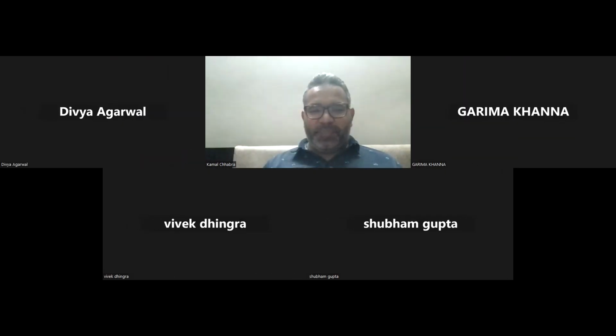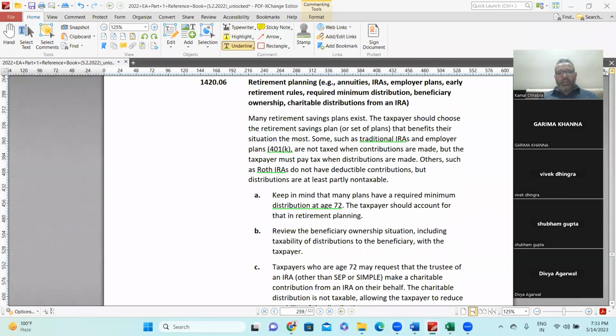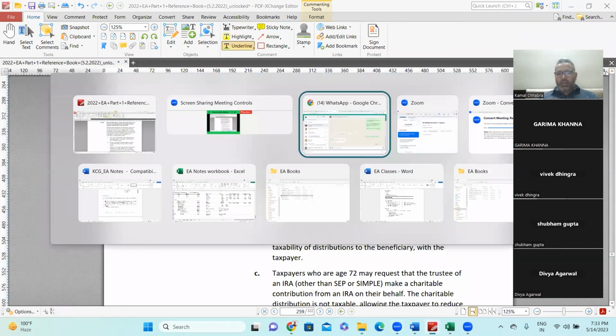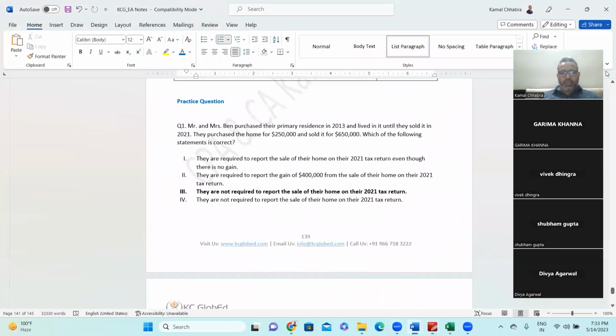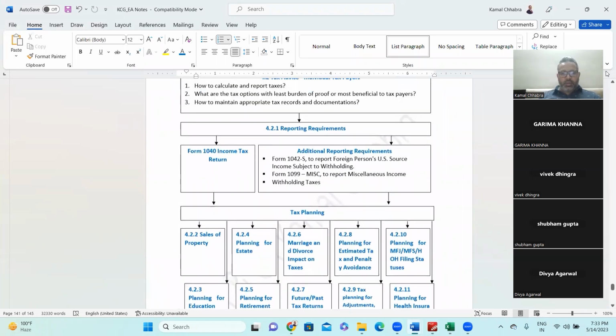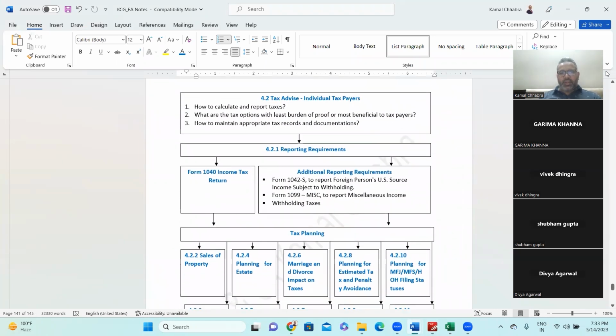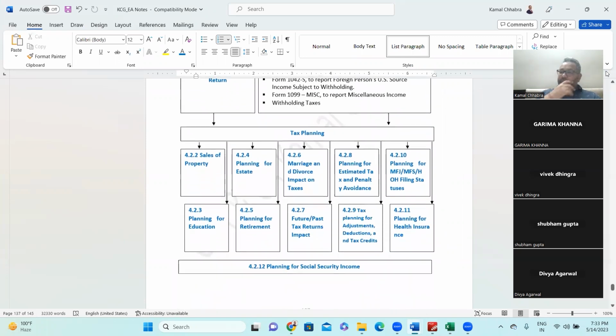Hello everyone, welcome back to the last class of chapter 4, US taxation. Before we went on a break, we had covered these items. Let me quickly walk you through them. We started with tax planning, understood what tax planning for the individual means, and reporting requirements. Then there are 11 items on which we need to be considerate for tax planning.